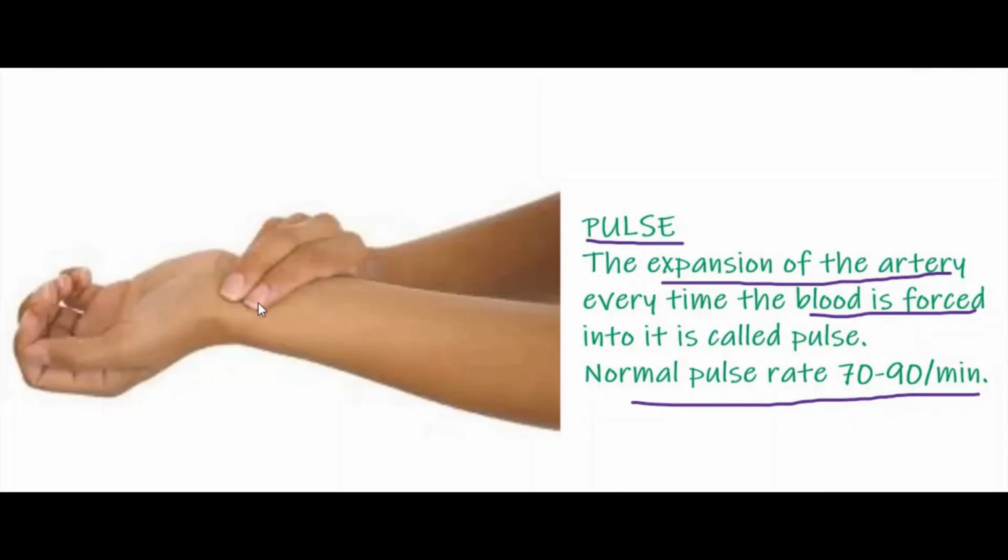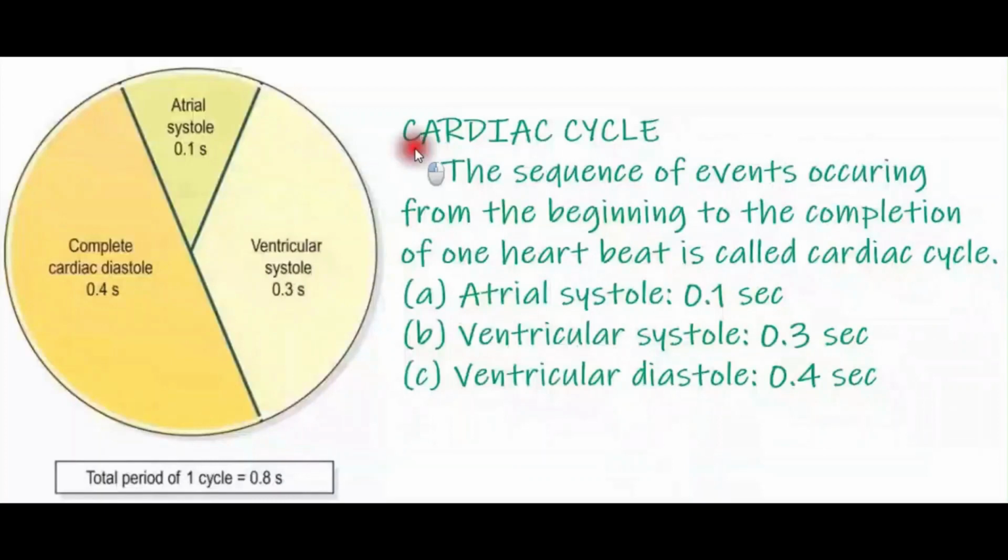Some people keep the fingers near the neck region and find the pulse there. That is also one method. Anyway, this is the easiest method: just keep the fingers near the wrist area and find out the pulse rate. Cardiac cycle. The next topic is the cardiac cycle.